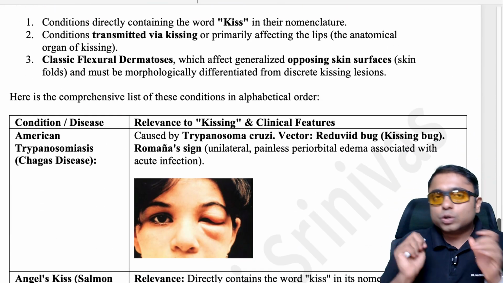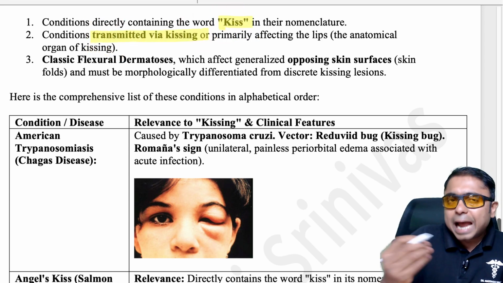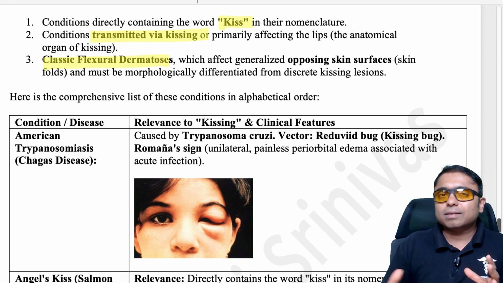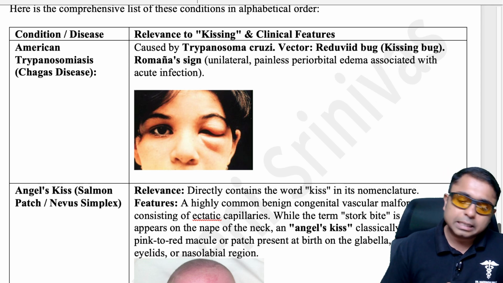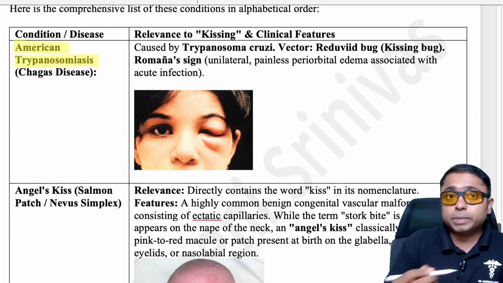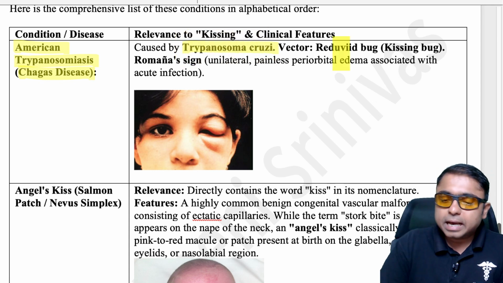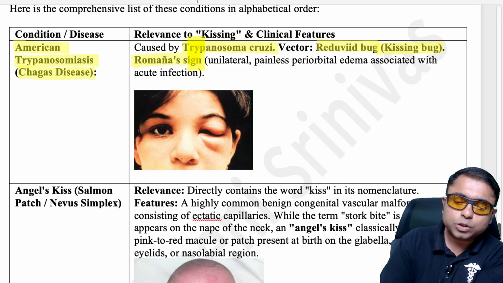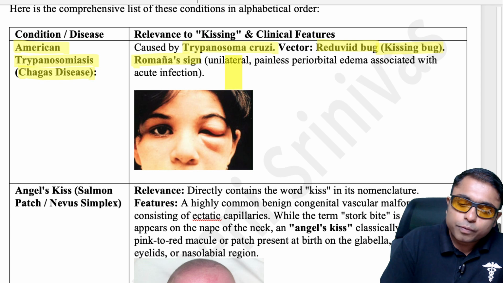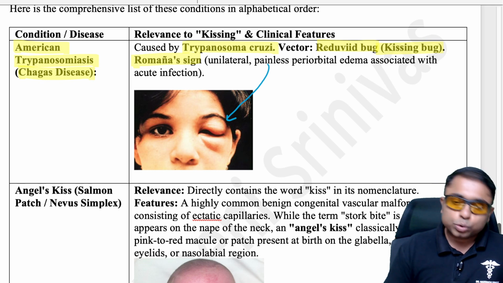So next, the disorders which have the term kiss, or which are transmitted via kissing, and those flexural dermatoses which have opposing skin surface involvement, we are going to discuss. This was not there in the particular journal article. So American trypanosomiasis, which is also called Chagas disease, is caused by Trypanosoma cruzi, where the vector is the reduviid bug, which is called the kissing bug. Okay, here it is not the romantic sign, it is Romaña's sign, where the patient has unilateral painless periorbital edema, which is associated with the acute infection. This is American trypanosomiasis.